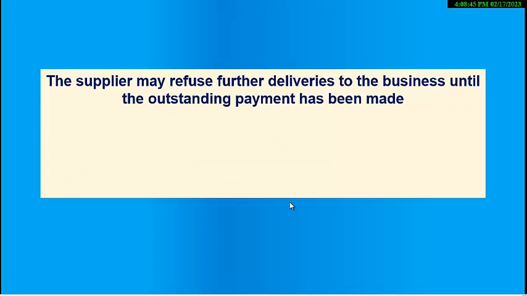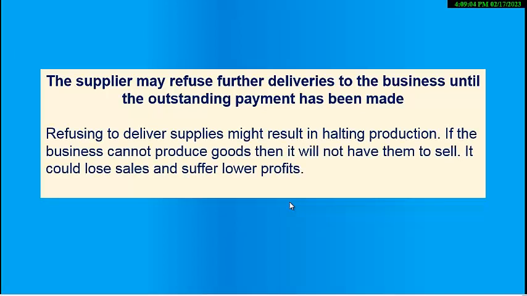Second, the supplier may refuse further deliveries to the business until the outstanding payment has been made. The supplier will not give the business any further raw material, for example, until they pay the old ones. So this might result in halting the production. It will be late or something like this.